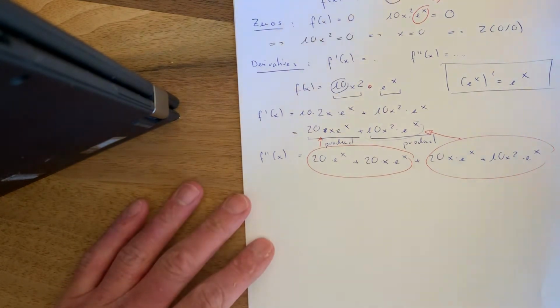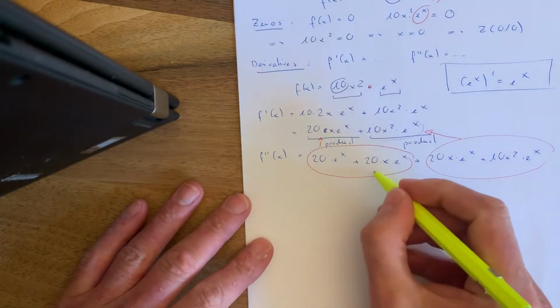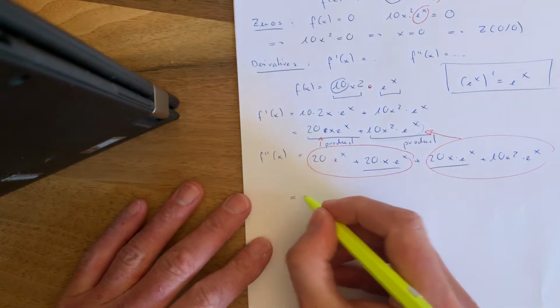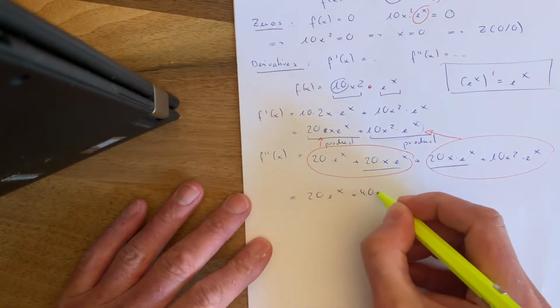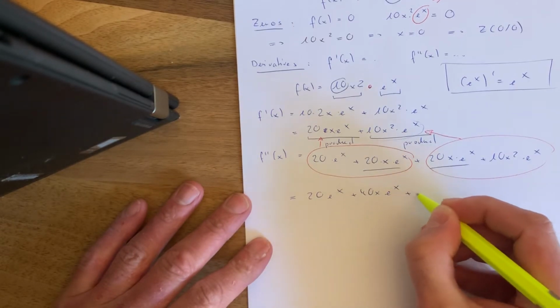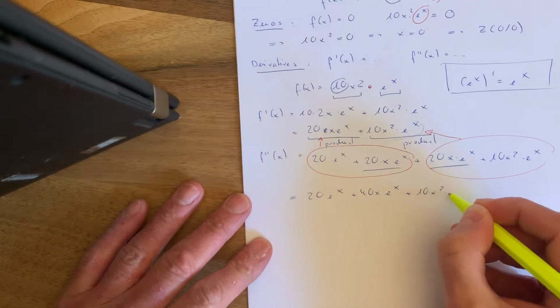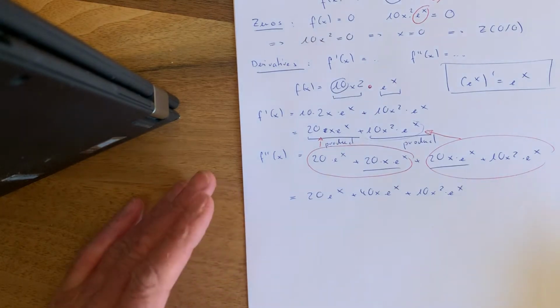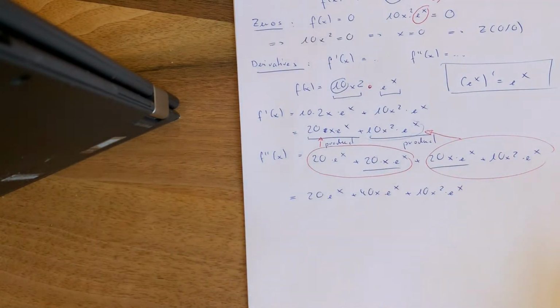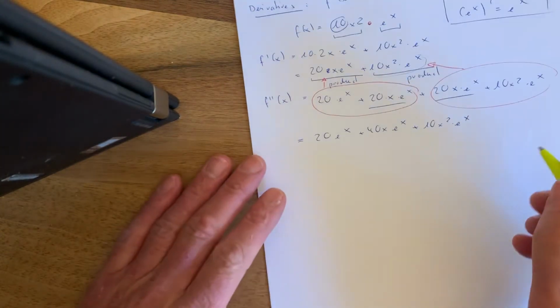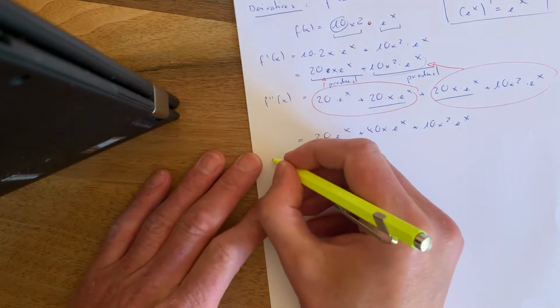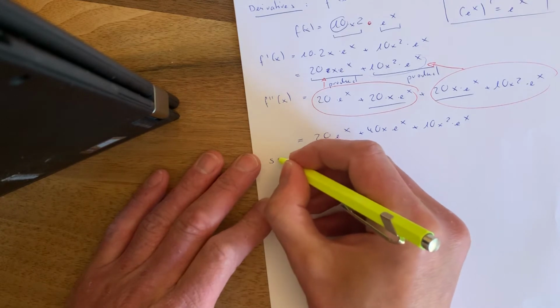So now let us see, we have here 2 times the same thing. This means we can combine these two things to 40 times x times e to the power of x plus 10 times x squared times e to the power of x. And that's my second derivative. So this is maybe the most difficult part of the whole exercise. Let's continue with the stationary points.